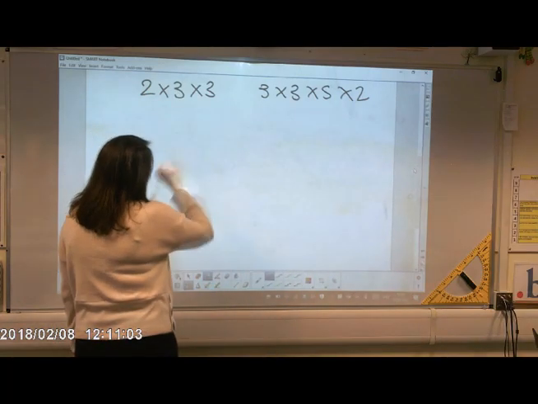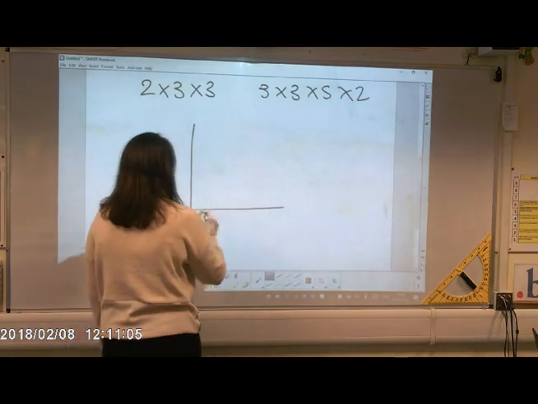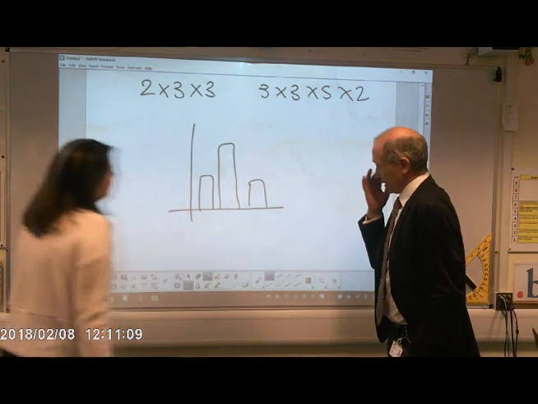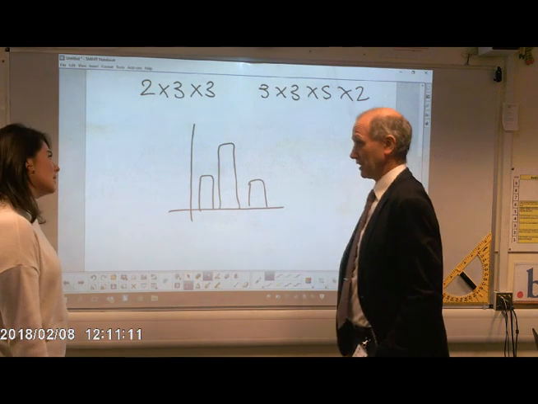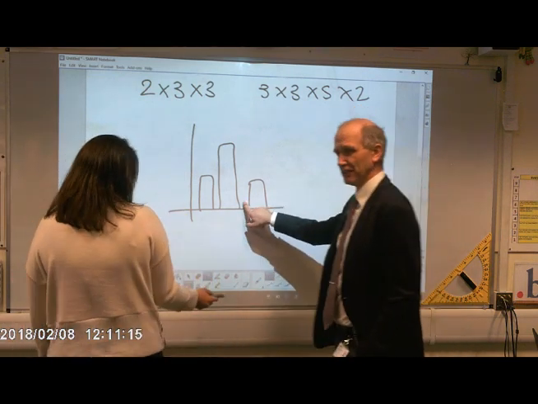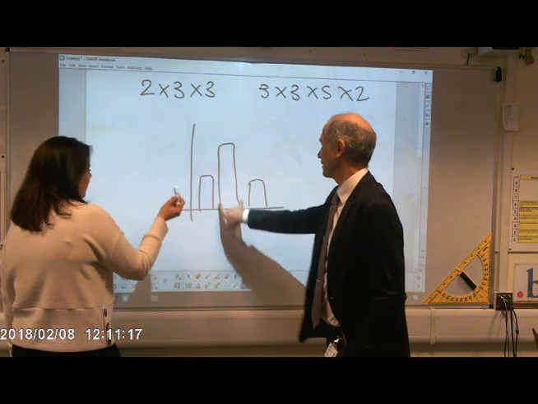Is it like this? Is this a Venn diagram? No, that's a histogram. That's a histogram? Histogram or a bar chart? Yeah, that's a bar chart. Why is that not a histogram? Because there's gaps between the bars.